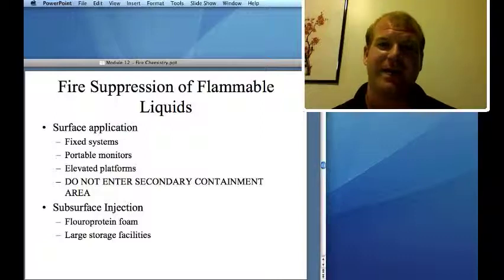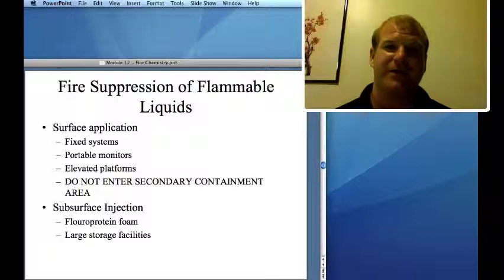And if you're wondering what that means, if you go to an area that has a tank, like a tank is a big vessel, if that vessel is on fire and there is a hazard there, do not enter the secondary containment area. It's going to be like a concrete structure around it. Do not go in it. Inject things subsurface, like fluoroprotein for a fire underground, or other large storage facilities.